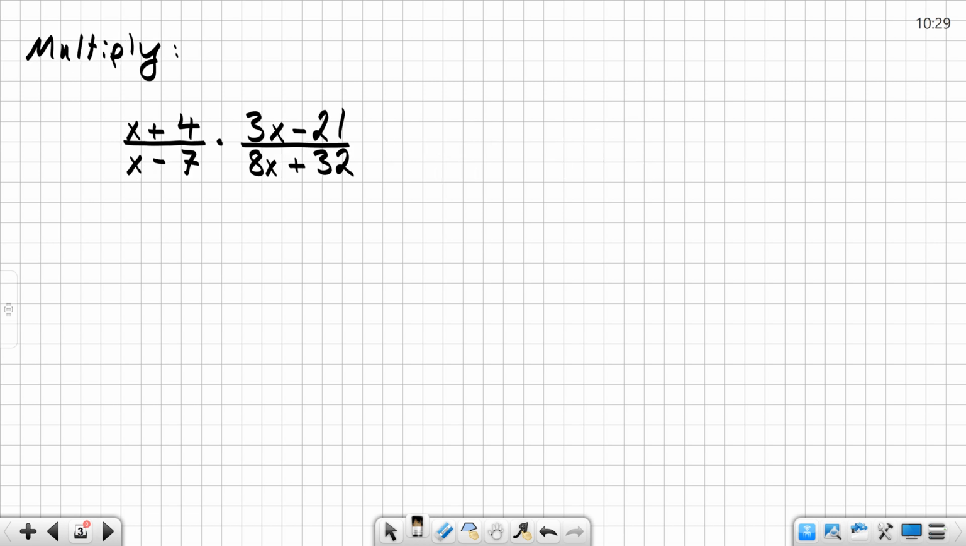Let's do another example. x plus 4 over x minus 7 multiplied with 3x minus 21 divided by 8x plus 32. Again, factoring, factoring, factoring. If there is anything you can factor, then you can factor it. So let's first write it down as before. So what I'm doing, I really multiply straight across.